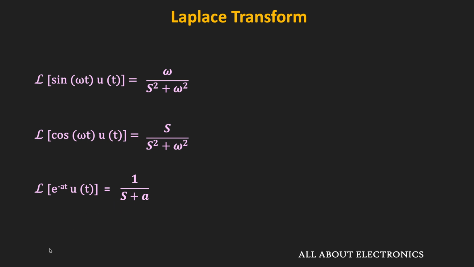So likewise, if we have a decaying sinusoid, that is e to the power minus at times sine of omega t times u of t, then its Laplace transform can be given as omega divided by (s plus a) square plus omega square. So we know that the Laplace transform of sine omega t u of t is equal to omega divided by s square plus omega square. But when we multiply it with e to the power minus at, then in the Laplace transform, s will get replaced by s plus a. So the same thing is shown over here.